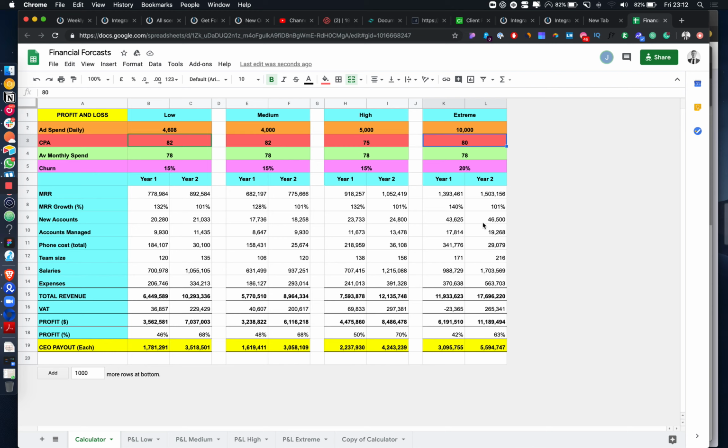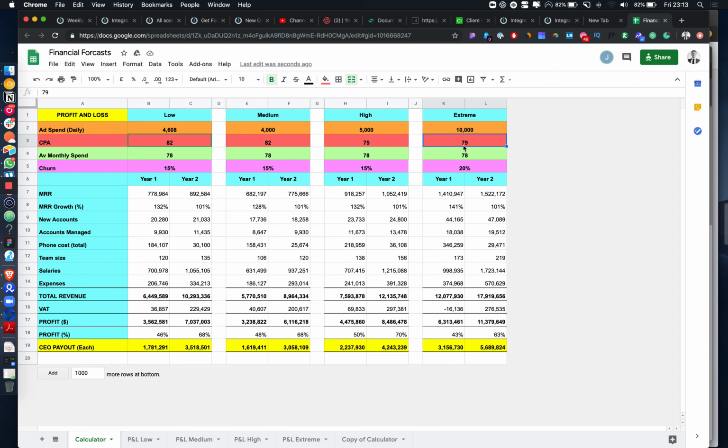If we just decrease the CPA by $1, so 79, we see a $66,000 difference in profit. In revenue, we see a, what was that? That was a $140,000 difference in revenue in the first year from a $1 reduction in your CPA. And obviously, you're not going to reduce your CPA by just $1. You should be able to do it significantly more than that.